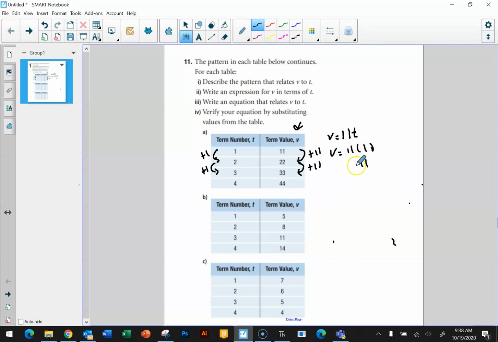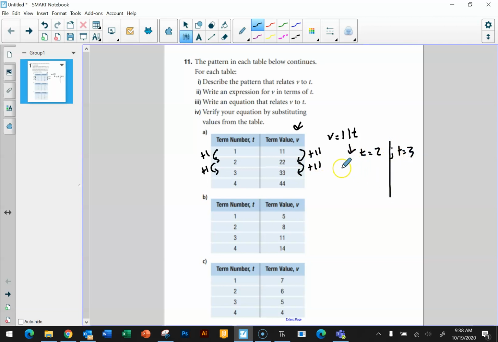So let's look at this number. Do we have to do anything to this number to change it into what we see in this column? No, it already gets the right number. So that means this is a super easy one. V just equals 11t. We don't have to add or subtract anything to that 11t to make it work. But it also says to test it with a couple values. So let's test it with t equals 2, and then we'll test it with t equals 3.